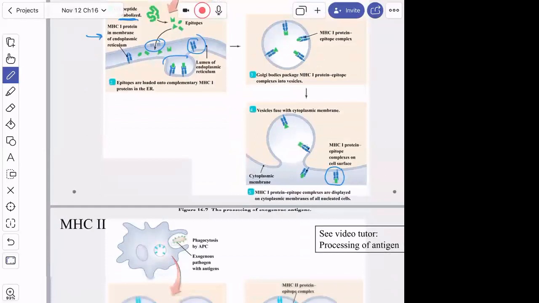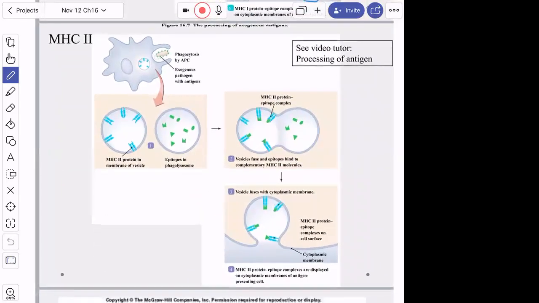Cytotoxic T cell. The MHC class 2 doesn't involve the rough ER at all, because again, this is exogenous antigen. So we have something like a macrophage here, maybe, that's engulfing that exogenous pathogen. It gets chewed up in the phagolysosome. MHC class 2 proteins get expressed on a membrane vesicle that then will fuse with the phagolysosome. Bits of that chewed up bacteria cell or whatever will match with certain MHC proteins.